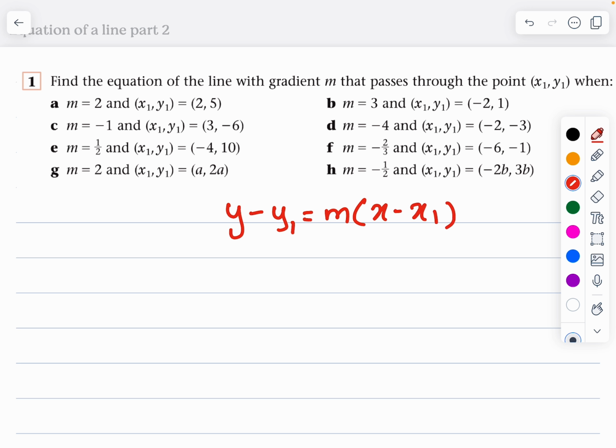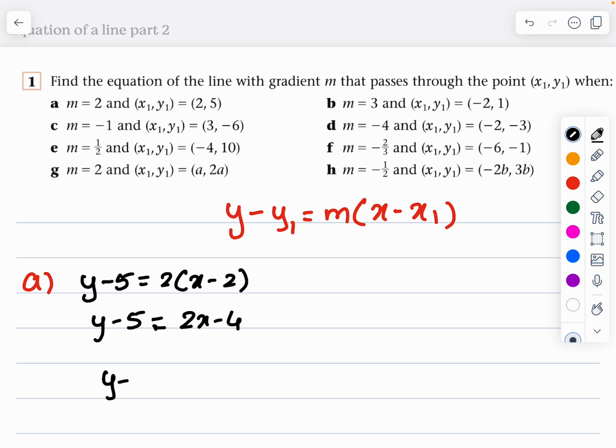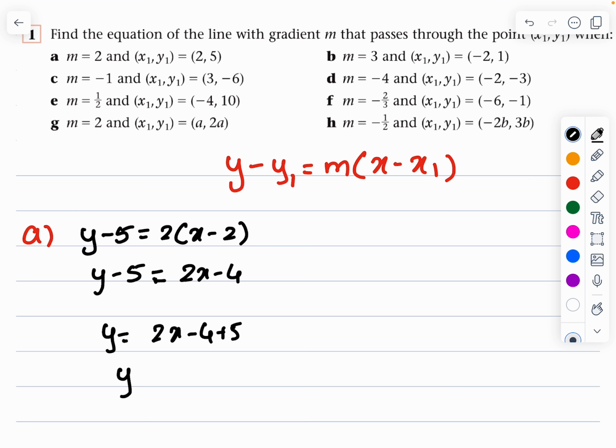So for part A, y minus 5 equals 2 times x minus 2. So y minus 5 equals 2x minus 4. So y equals 2x minus 4 plus 5. y equals 2x plus 1.